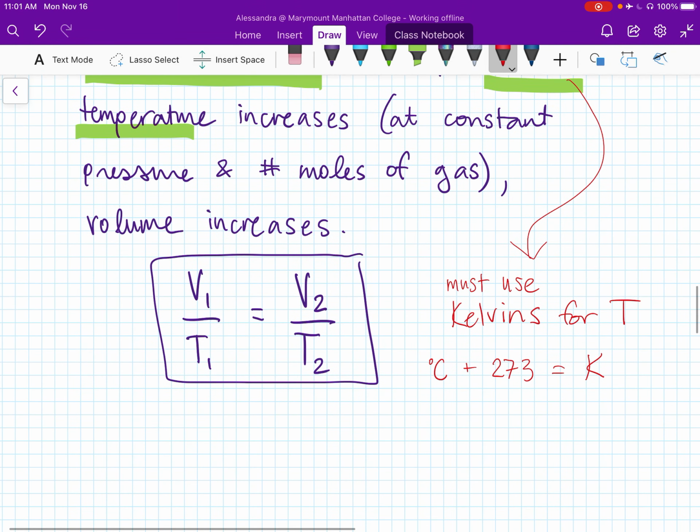Okay, so whenever you are plugging in temperatures, they're going to be positive. That's another reason you have to use Kelvin, right? Kelvin temperatures can't be negative because 0 Kelvin is absolute zero. And a gas cannot occupy a negative volume. So you have to use Kelvin temperatures in this equation.